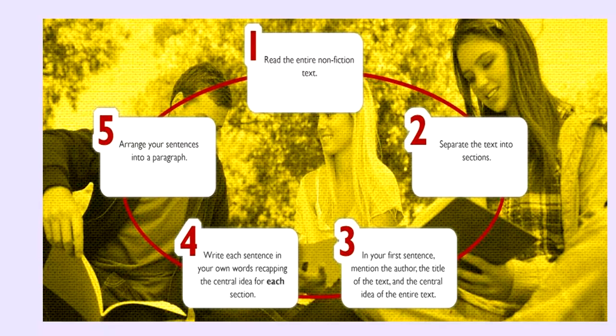Another thing that we focused on in Module 1 was how to do a good summary. So the steps to write a really good summary is to read the entire nonfiction text, separate it into sections. In your first sentence, mention the author, title, and central idea. Write each sentence in your own words, recapping the central idea for each section, and arrange your sentences into paragraphs. Okay? So those are the 5 steps for a summary.